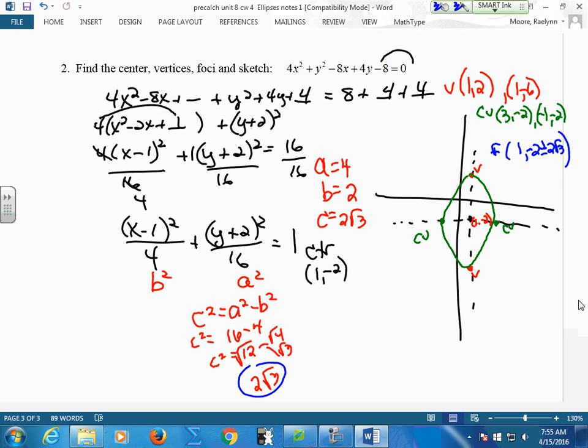So let's see. I just want to get a feel for where this is going to come out. So 2 times 1.7 will be like 3 something. So it should come right above here. Just so that you get a good feel for where it will fall. And this is your ellipse. We've got your vertices, we've got your co-vertices, your axis.